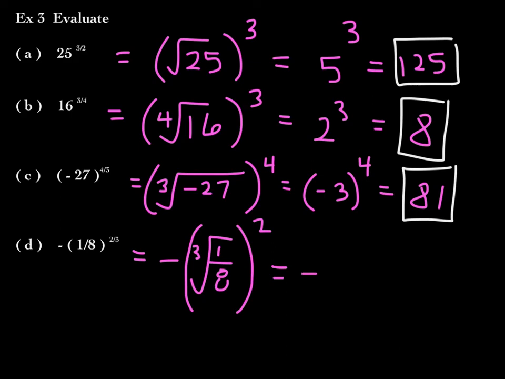The cube root of 1/8 is 1/2, and then you need to square it. Keep that negative on the outside. 1/2 squared is 1/4, and then you have a negative on that. So negative 1/4 is the evaluation.